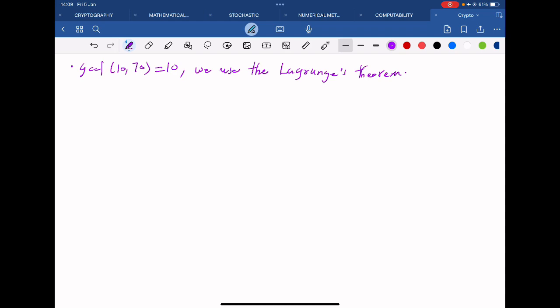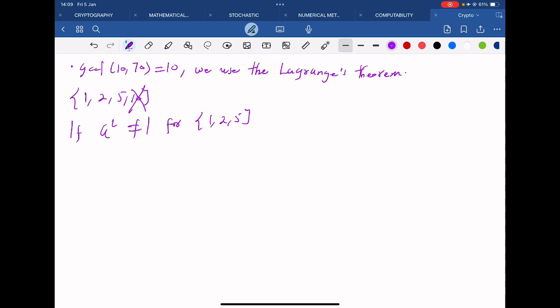Okay, the Lagrange theorem is asking, since we have 10, we have to find the factors of 10. So we are going to get 1, 2, 5, and 10. But we do not consider the last one. So now, what we are trying to say is that if a raised to the power L is not equal to 1 for 1, 2, and 5, then it's indeed a generator.